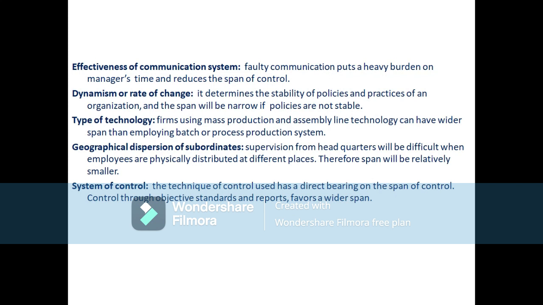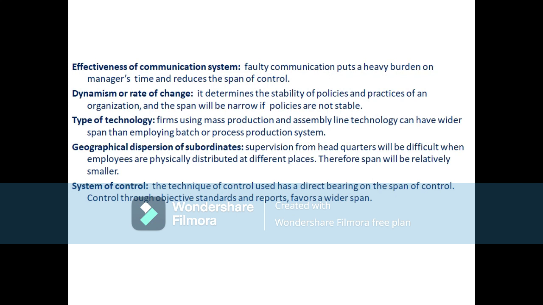Therefore the span of control is relatively smaller where the people are residing in another place and supervision is made in some other place, or the top management is in another place. Therefore the span of control will be less, that means narrow. If workers belong to and work in the same work area, then the manager may be able to manage and control a large number of subordinates, compared to geographical dispersion of subordinates.